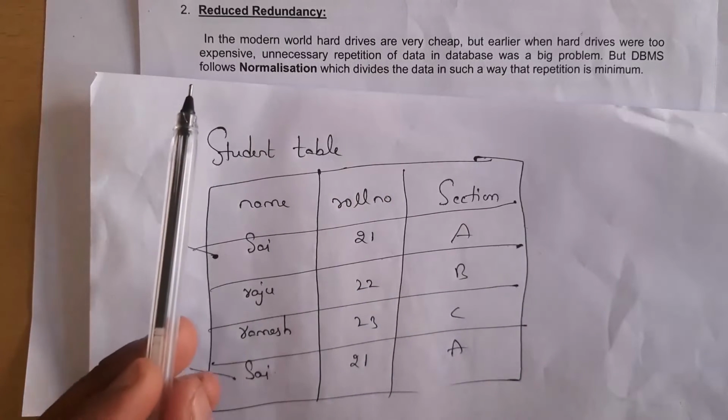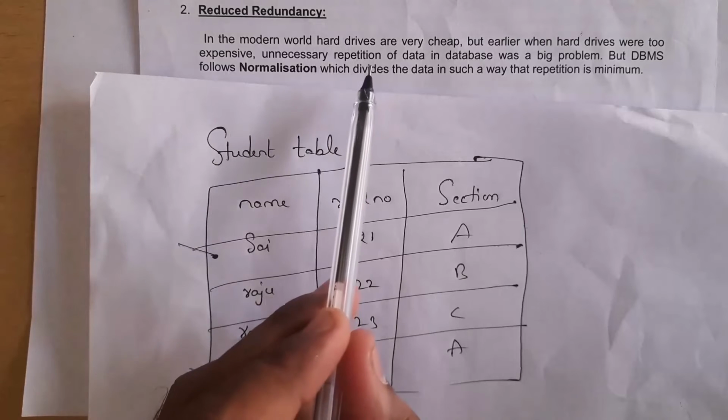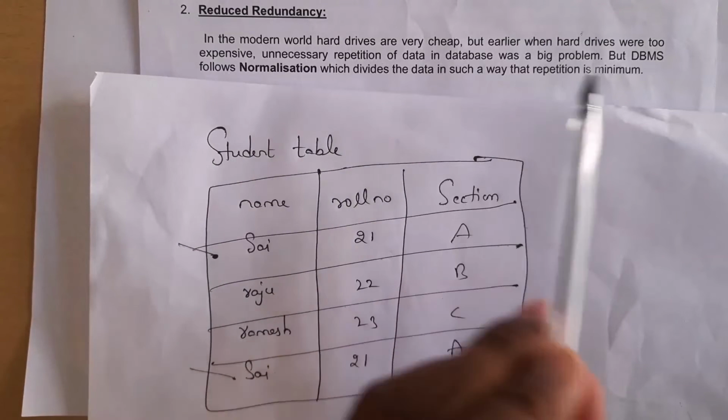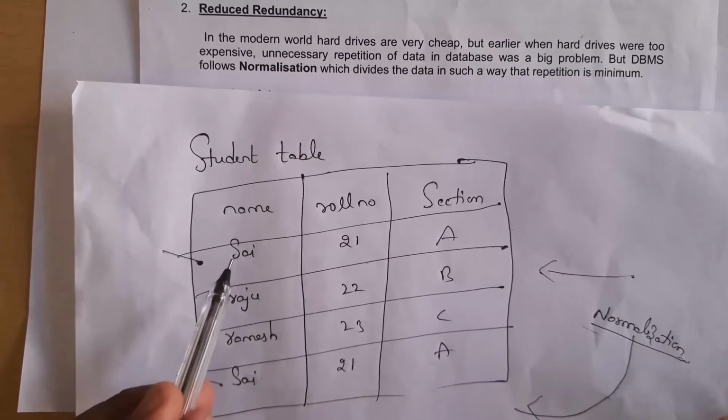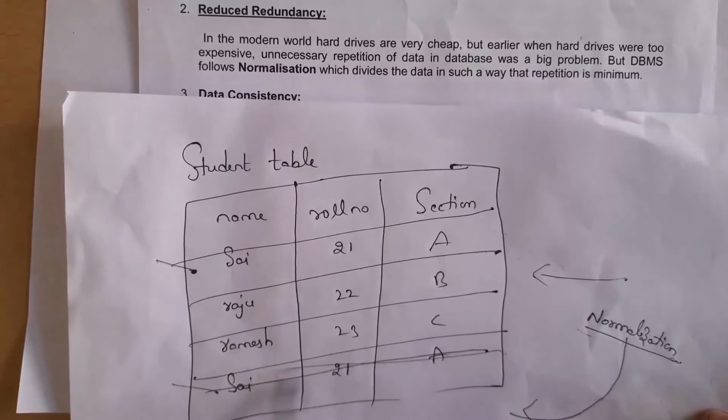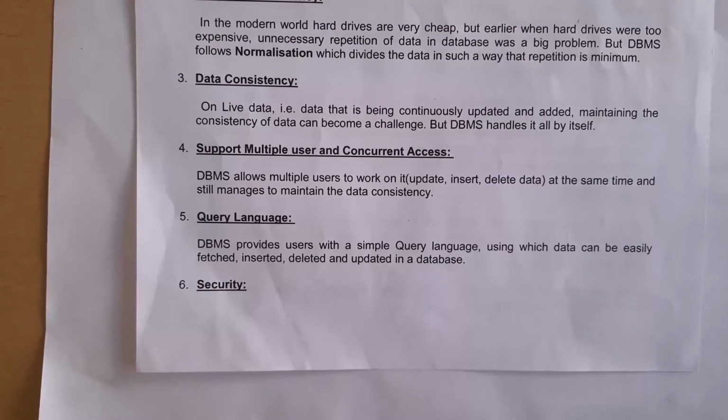But DBMS follows normalization, which divides the data in such a way that repetition is minimum. Database management system follows normalization technique. By using this normalization technique, we can reduce this repetition. So it will remove this row. Third feature is data consistency.